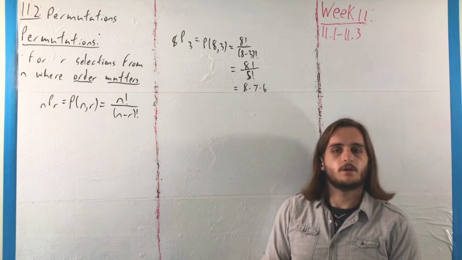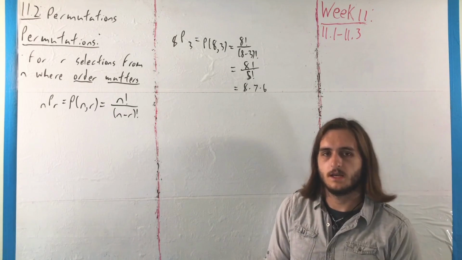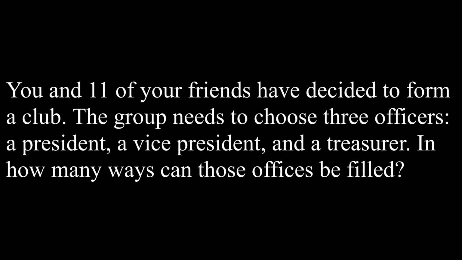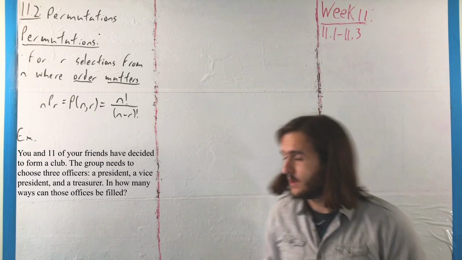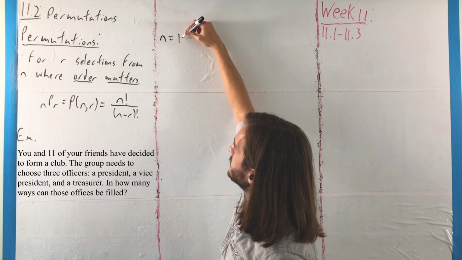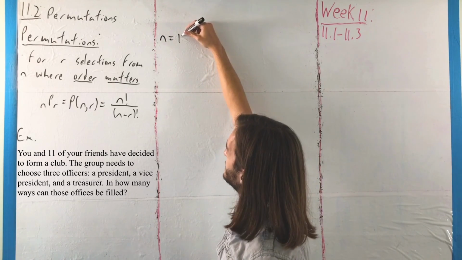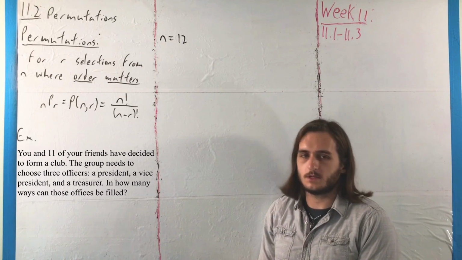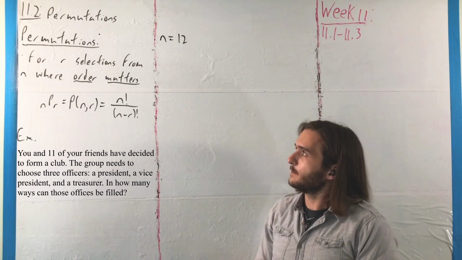So to help build our understanding of how this works, let's take a couple more quick examples. Suppose you and 11 of your friends have decided to form a club. The group needs to choose 3 officers, a president, a vice president, and a treasurer. In how many ways can these offices be filled? So we have n equals 12 people: you and your 11 friends, because you are popular and want to form your club.